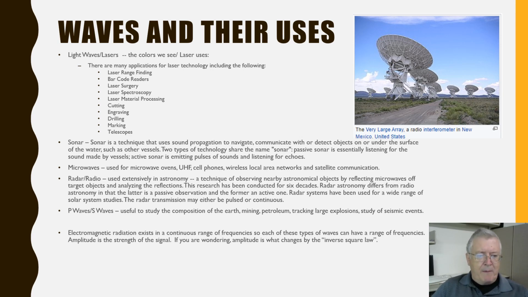And then, of course, we have P waves and S waves. They're useful to study the composition of the Earth. They also use those in mining, petroleum industry, tracking large explosions, and the study of seismic events. Electromagnetic radiation exists in a continuous range of frequencies. So each of these types of waves that we talked about can have a range of frequencies mentioned before.